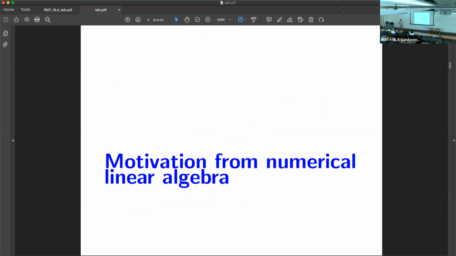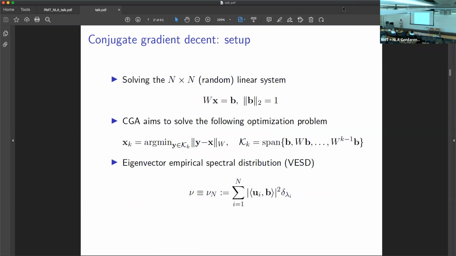Okay, so how can one do this? First of all, why do we care about orthogonal polynomials? Why do people from numerical linear algebra especially care about orthogonal polynomials? One reason is the conjugate gradient algorithm, and Percy has mentioned it a little bit.